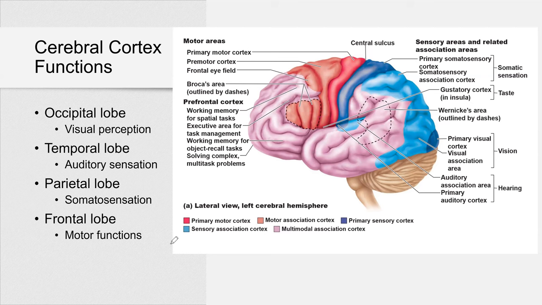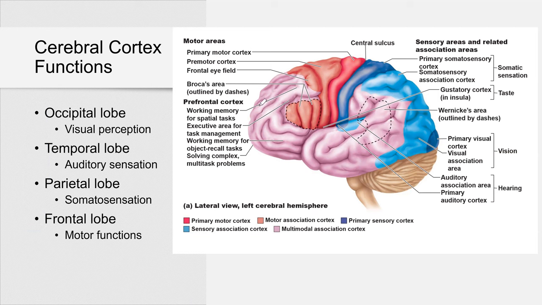Okay, so let me see if we have another slide. We don't, then let's just continue using this one. Now, all this light purple area here and here, right? All this purple area here, it's multimodal association cortex. That means it really is involved in all the sensory and motor functions mentioned here, right? So that's our multimodal association cortex.